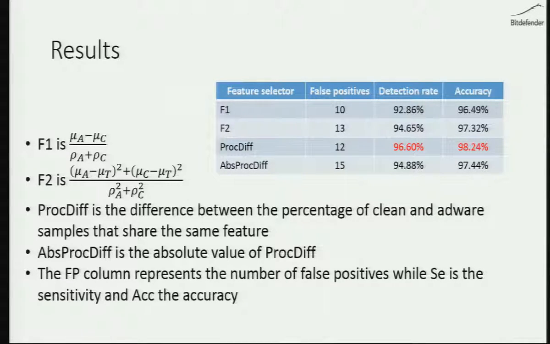For the first 2, those are the mathematical functions. I'm not going to give more information because of time restrictions. But they are pretty well known when working with perceptrons and things like that. So the procdiff and ABS procdiff are the ones that matter for us because they produce the best results. Procdiff is the difference between the percentage of clean and adware samples that share the same feature. And ABS procdiff is the absolute value of procdiff. So we can find that procdiff provides the best results. It's written in red there. We have a detection rate of 96.6% with an accuracy of 98.24.